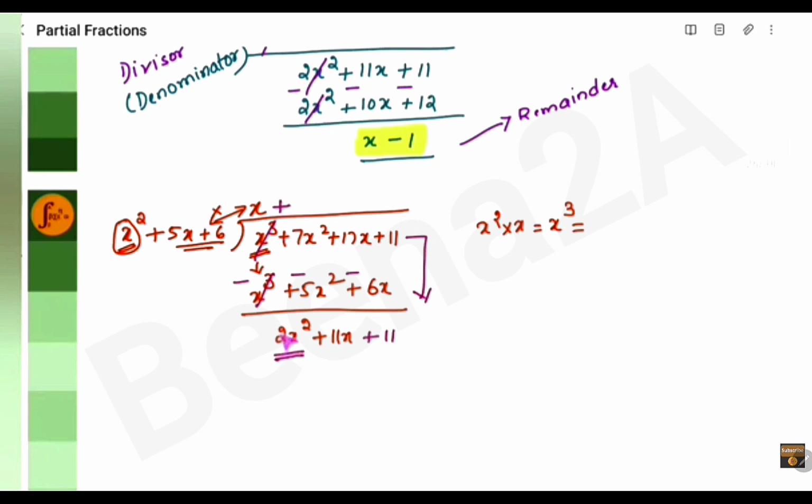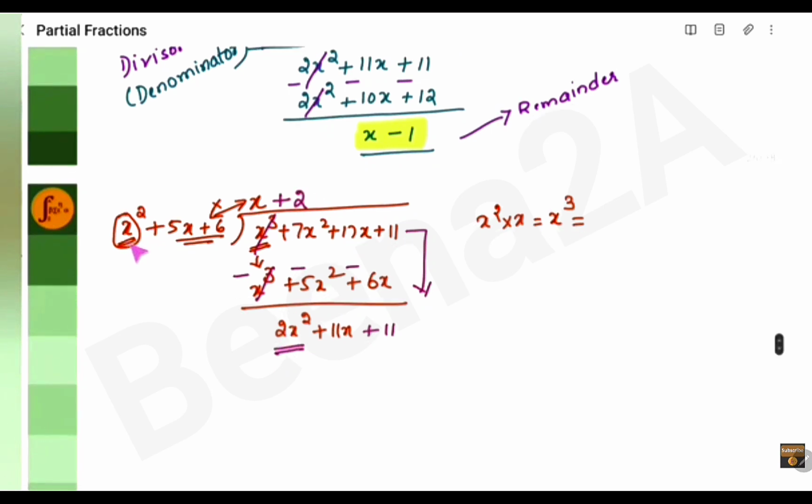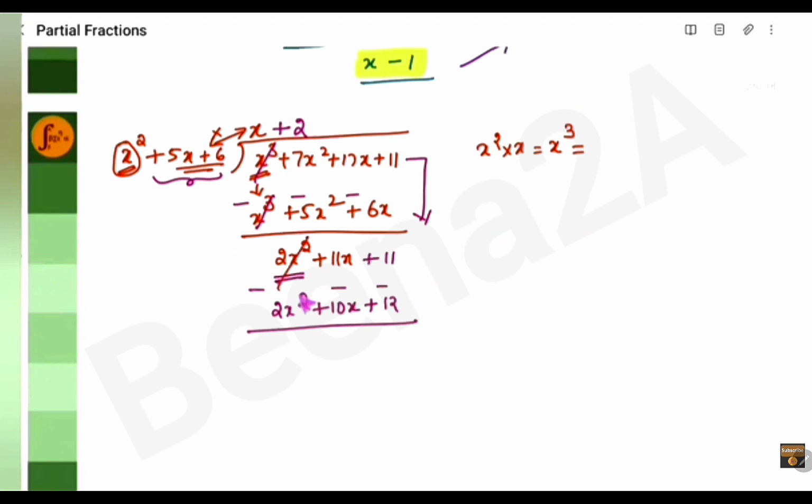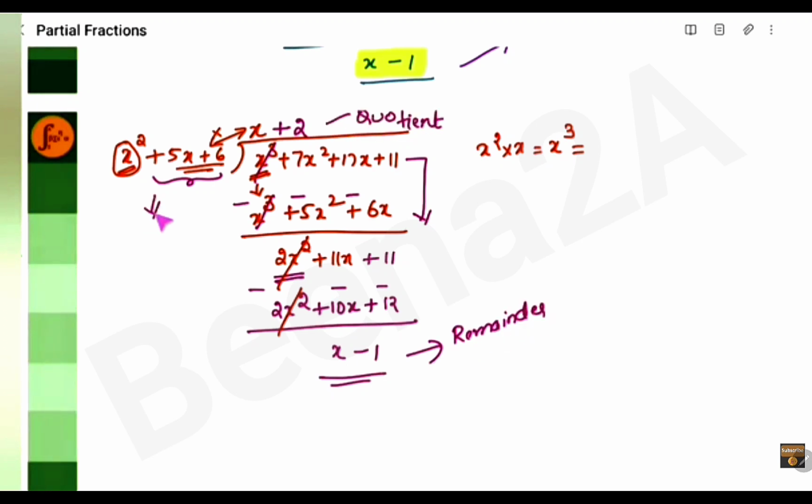x square into plus 2 is 2x square. Now let me multiply this entire thing with 2. So I'll get 2x square. 5x into 2 is 10x. 6 into 2 is 12. Now let's subtract. This will get cancelled and I'll get 11x minus 10x is x. 11 minus 12 is minus 1. Now there is nothing to carry forward, so I end it here. So this is the remainder. This is the quotient and this is the denominator or divisor.